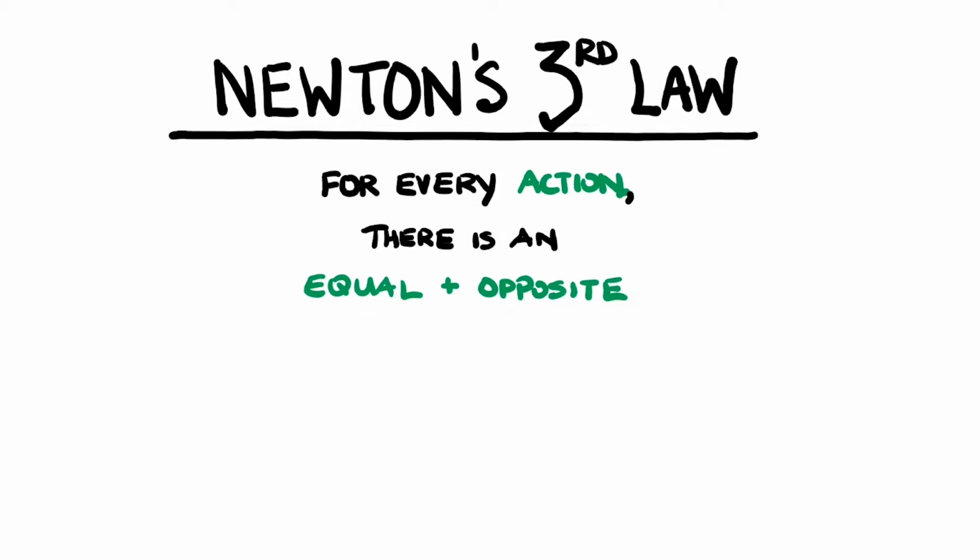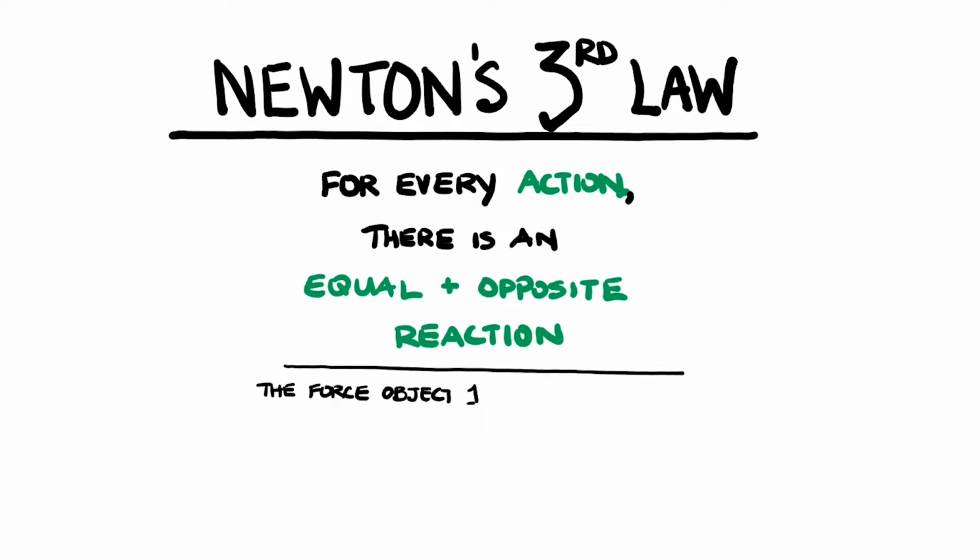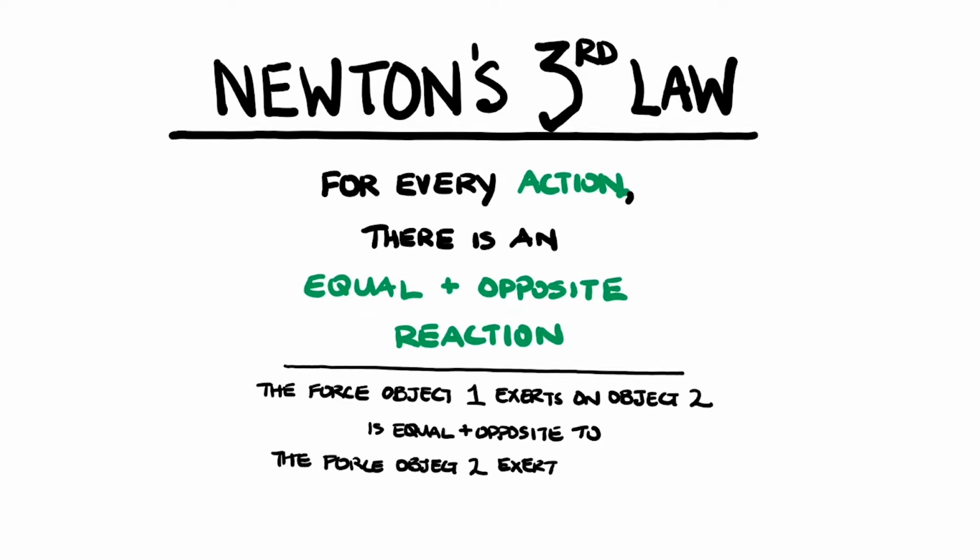What that truly means is if two objects, let's call them object 1 and 2, interact, then the force that object 1 exerts on object 2 is equal and opposite to the force that object 2 exerts on object 1. We can write this mathematically as F sub 1 on 2 is equal to negative F sub 2 on 1.